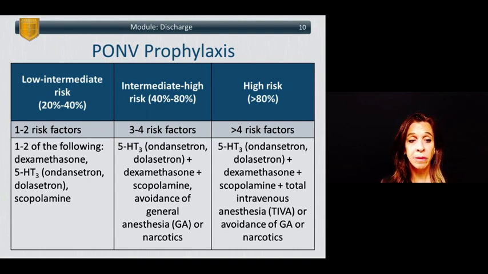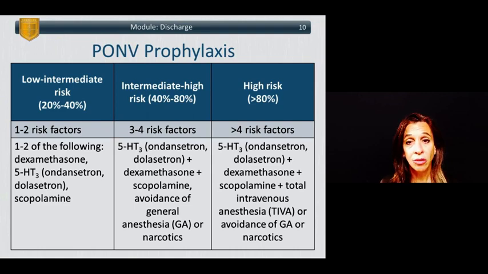So it's typically recommended that one give either 1 or 2 of the following: dexamethasone or a 5-HT3 blocker such as ondansetron or dolasetron or a scopolamine patch. Those patients who are at intermediate to high risk should be given a 5-HT3 blocker plus dexamethasone plus scopolamine, and one should consider avoidance of general anesthesia and narcotics.